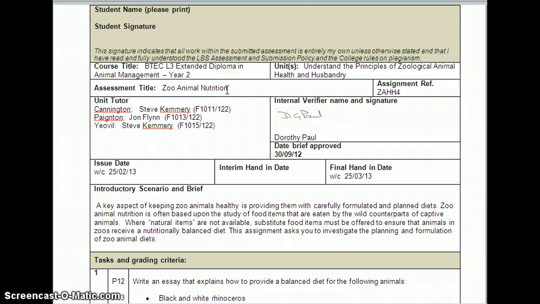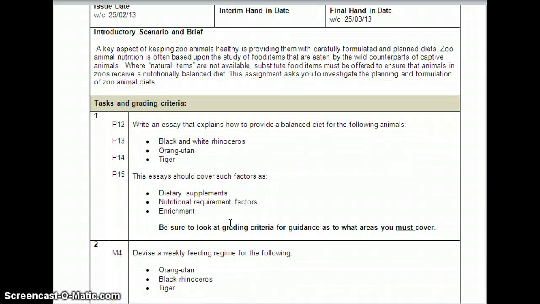Okay, so this one is all about diets and what you feed your animals, so let's have a look at the first question. Write an essay that explains how to provide a balanced diet for the following animals: a black and white rhinoceros, so that's both species, an orangutan and a tiger. So you need to include dietary supplements.